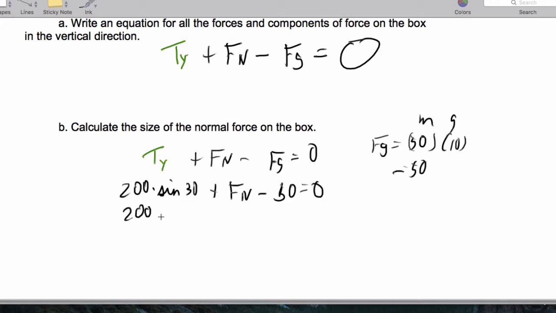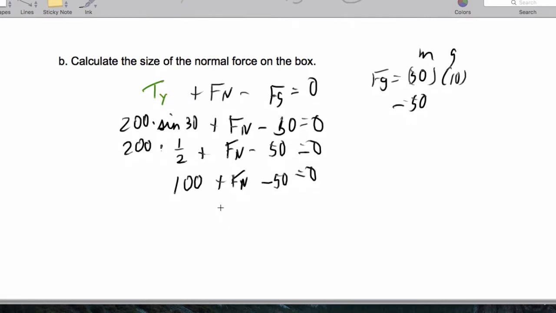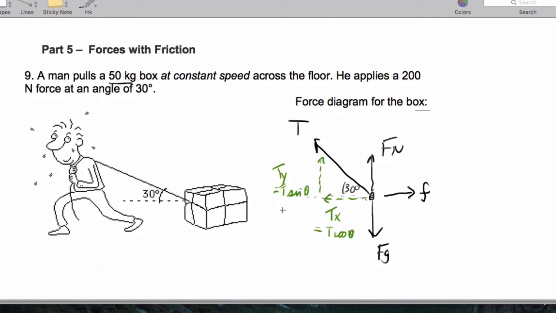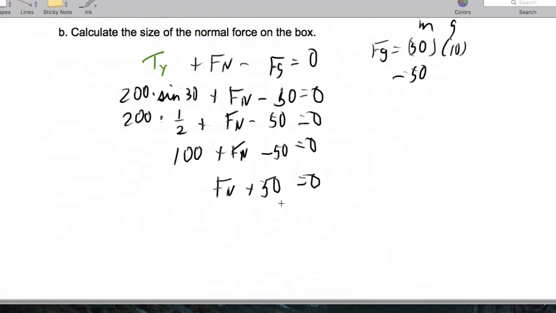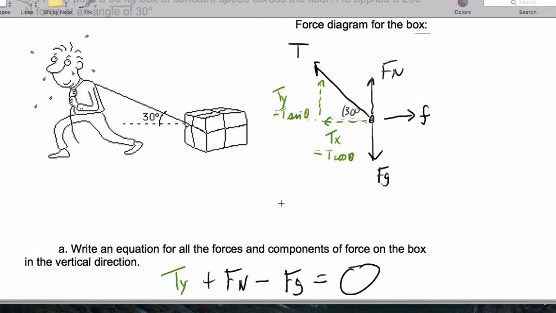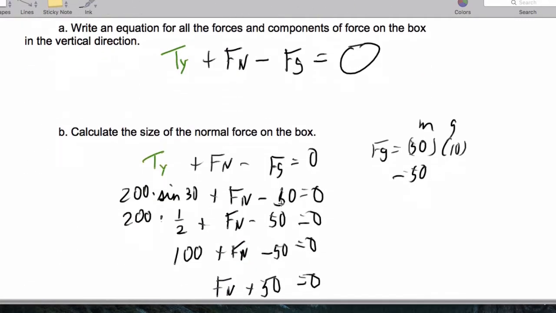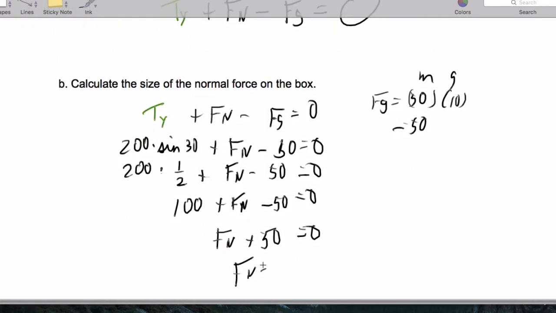So we have 200 sine of 30. I'm going to use the unit circle to get a half, plus Fn minus 50 equals 0. So we've got 100 plus Fn minus 50 equals 0. Fn plus 50 equals 0. So it would appear, if I had this right, that's a very strange angle. I'm getting the normal force is negative 50.